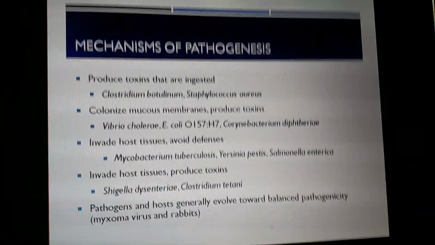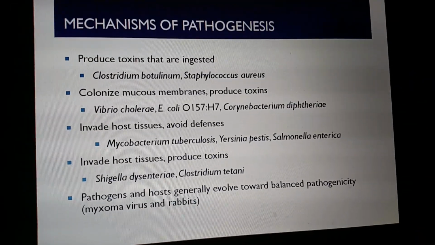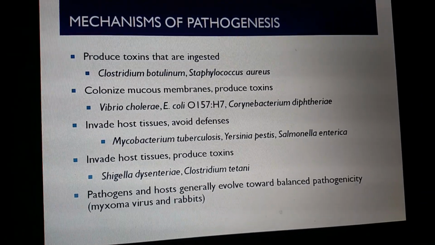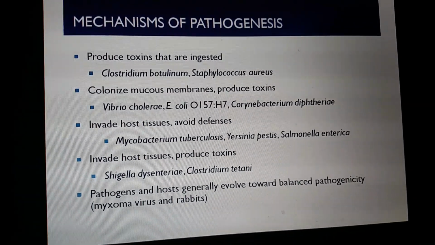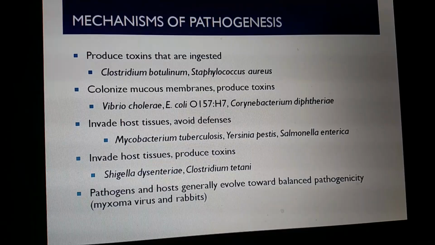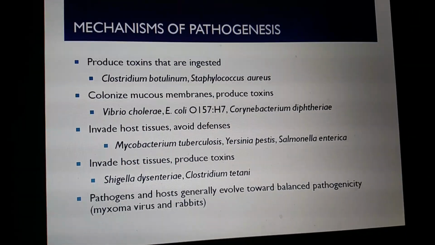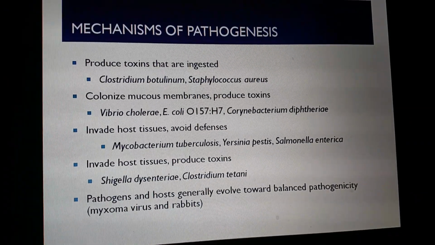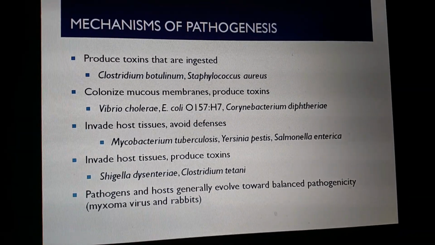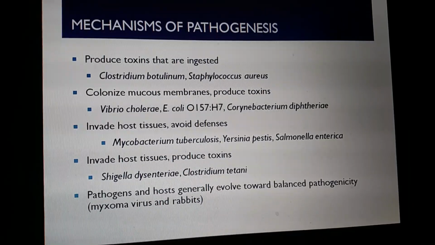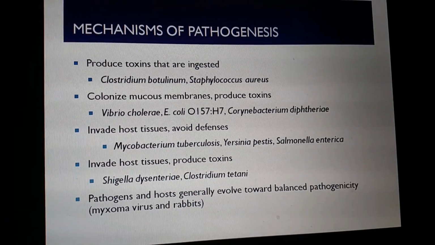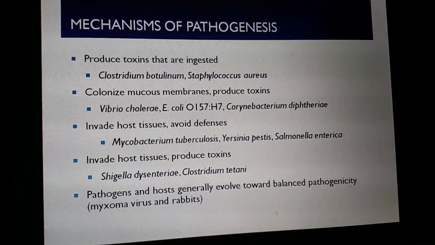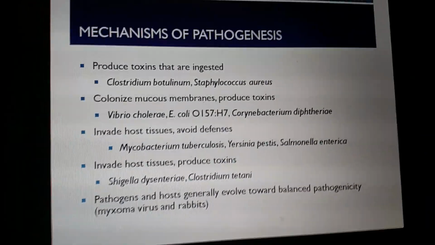Now, how do organisms become pathogenic? Some can actually produce toxins that you ingest. Others will grow on various mucous membranes. Some can actually invade host tissues and avoid your immune system. Others will invade host tissues and produce toxins. And you basically have this evolutionary arms race where pathogens and hosts are trying to evolve towards a balanced pathogenicity.